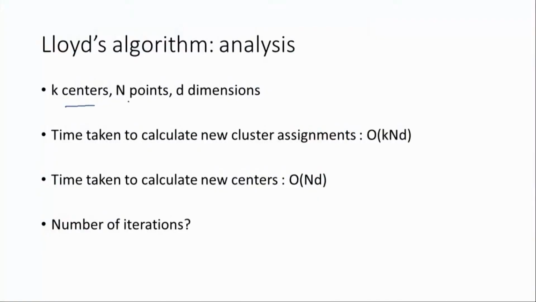So there are k centers, n points, and d dimensions. I'm claiming that the time taken to calculate new cluster assignments is k n d. Why is that? If I'm given the set of clusters, the time taken to calculate new assignments for every point is k n d. Why?